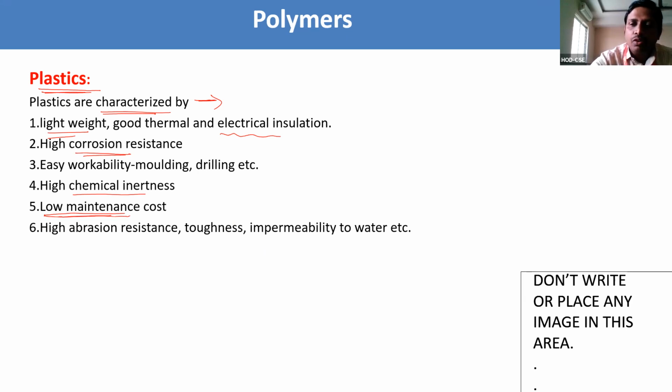To recap, plastics are characterized by light weight and good thermal and electrical insulation; insulators do not allow electric current to pass through them. They have high corrosion resistance and easy workability: we can mold plastics into desired forms and drill them, etc. They have high chemical inertness, low maintenance cost, high abrasion resistance, toughness, and impermeability to water. These are the characteristics of plastics.